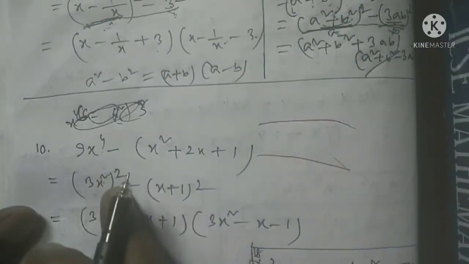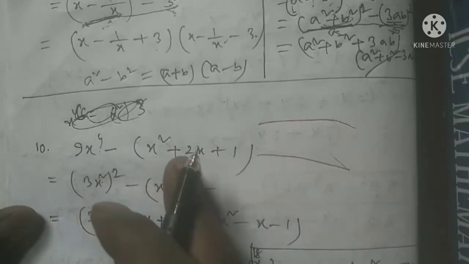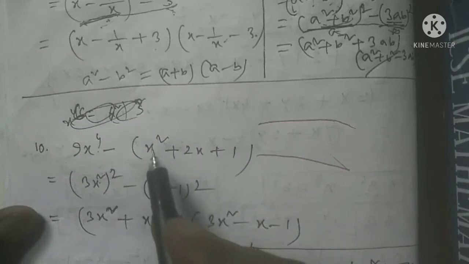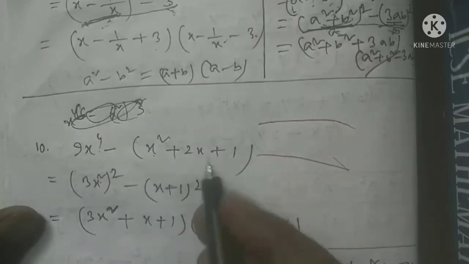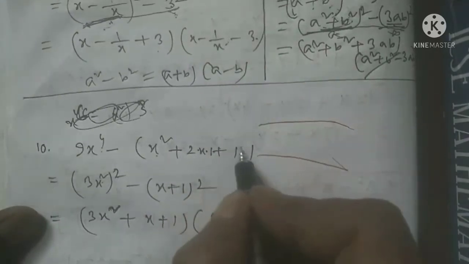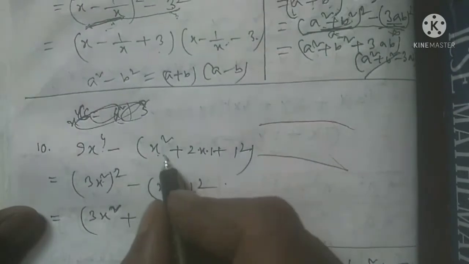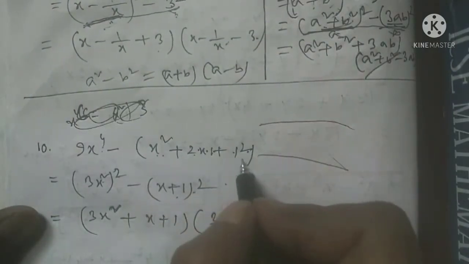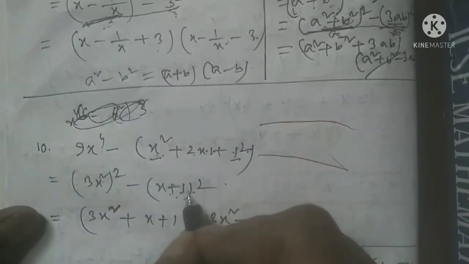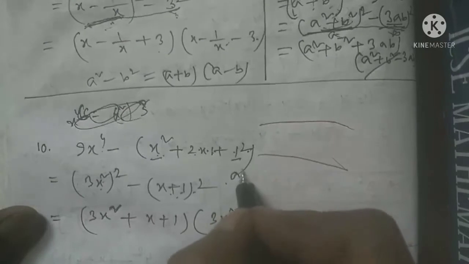So (3x²)² will be here, and you can write this expression in square form: a² + 2ab + b², that means (a + b)². The formula a² + 2ab + b² is (a + b)², where a means x and b means 1, the whole square. Again you can apply the formula a² - b².